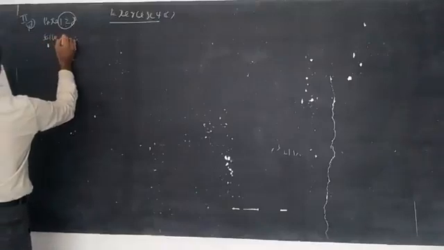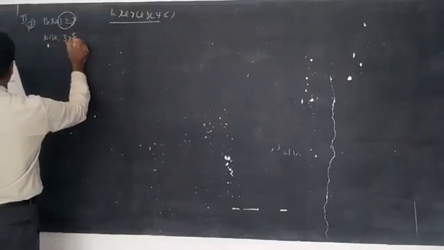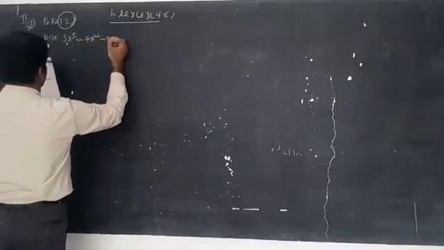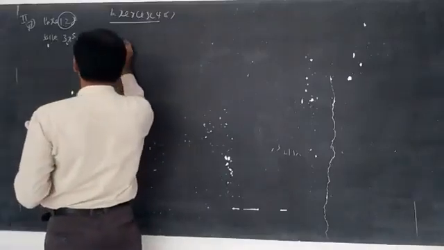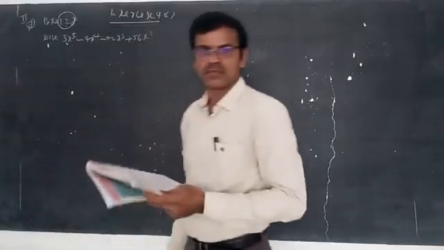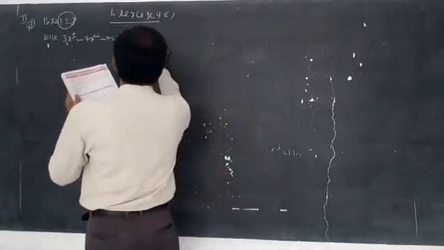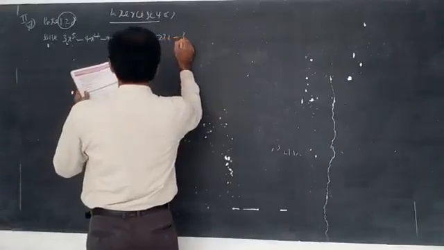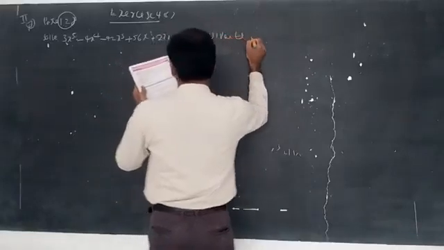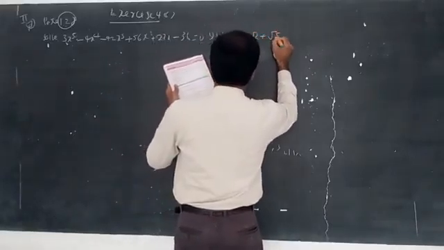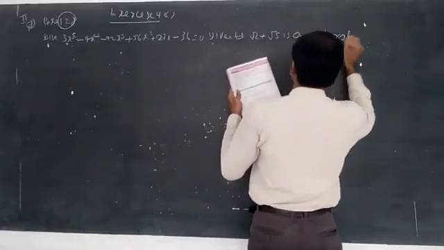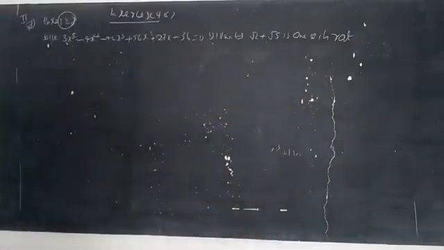Solve 3x power 5 minus 4x power 4 minus 42x cube plus 56x square plus 27x minus 36 equal to 0, given that root 2 plus root 5 is one of its roots.